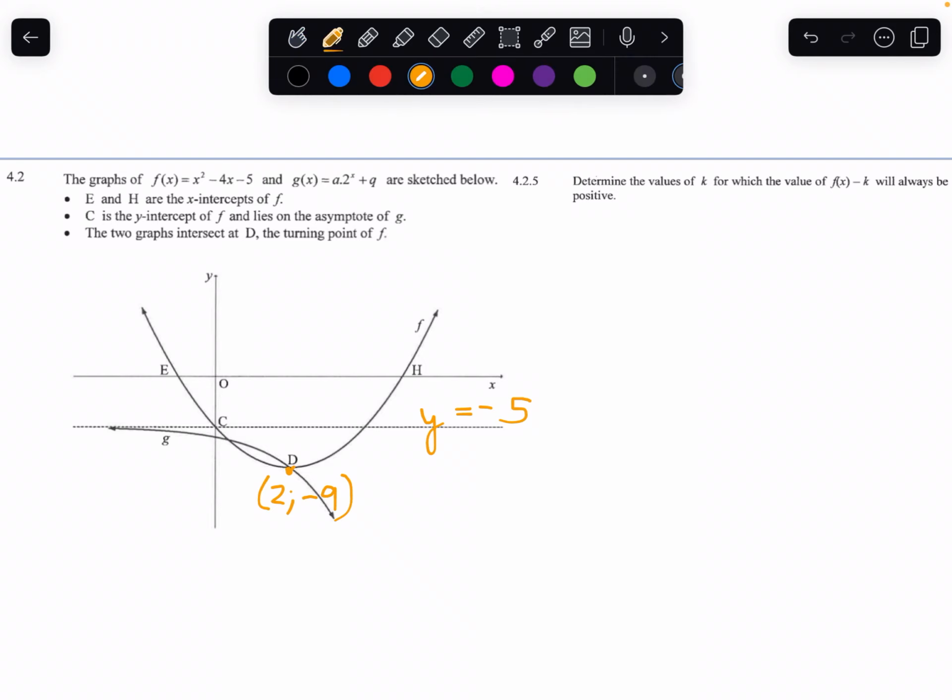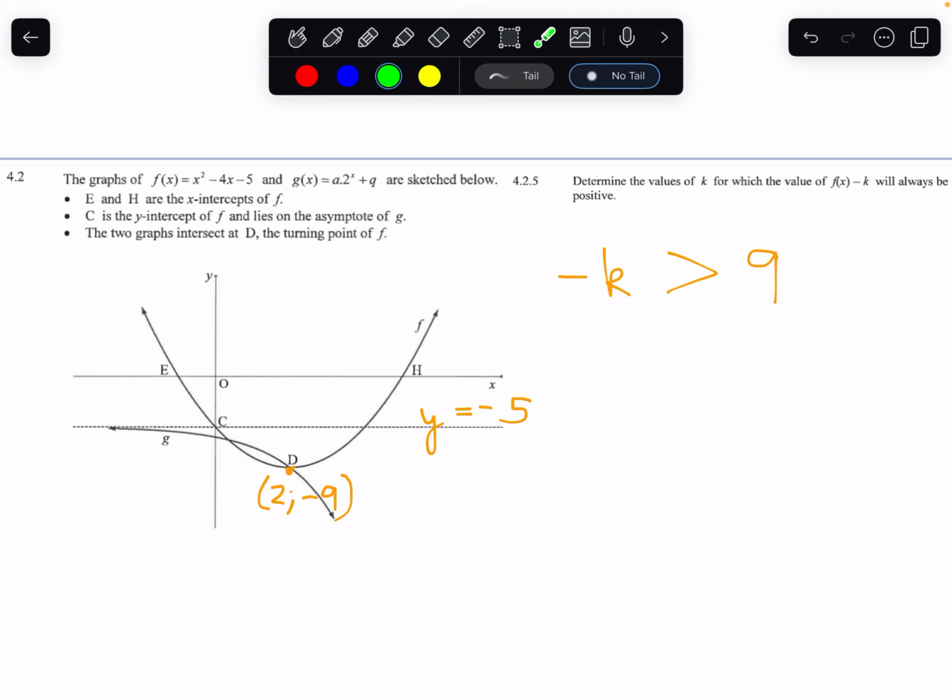So we would have to move, so this minus k that is being added to the f of x would have to be greater than 9, and it has to be strictly greater than 9, because if it's equal to 9, then the turning point will sit on the x-axis, and so that means one of the y values for this function will be equal to 0, right? Which is not what we want. 0 is not positive. 0 is just 0. So in order for it to always have y values that are positive, i.e. y values greater than 0, that means this turning point will have to be moved up by more than 9 units.